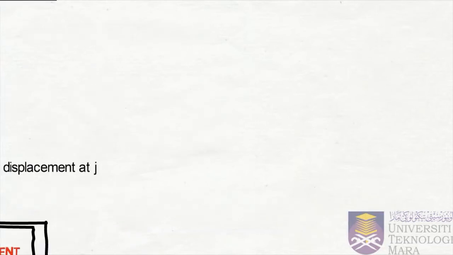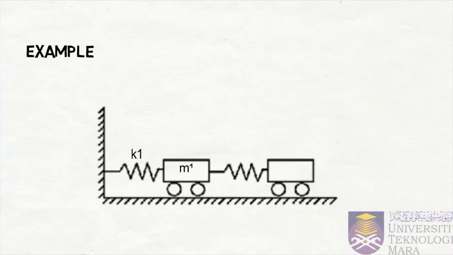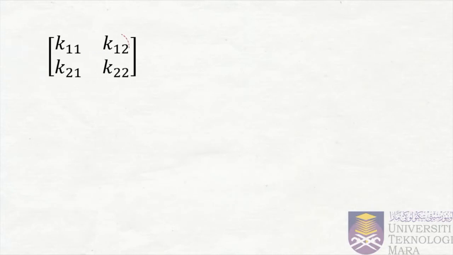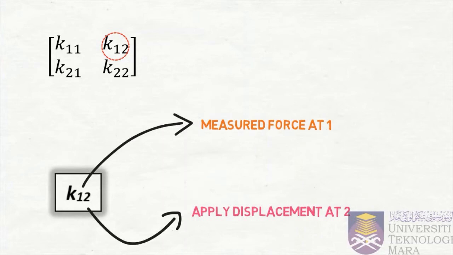For the example, from the figure, we have a 2 degrees of freedom system. We need to find the stiffness influence coefficient. The K will be in the matrix form, and due to the 2 degrees of freedom system, this matrix will be a 2 times 2 matrix. Apply unit displacement at mass 1.